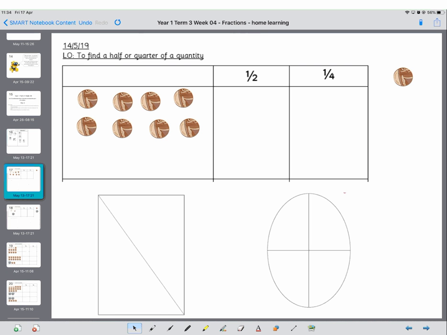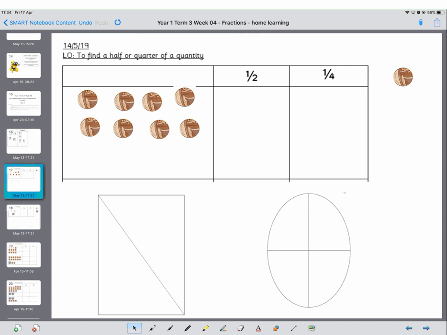Okay, so first question is, how many coins are here and what coins are they? Well, they're 1p, so let's count them together. 1, 2, 3, 4, 5, 6, 7, 8. So there's 8 coins. Now, how could we use the halving square below to work out how much half of 8 is?